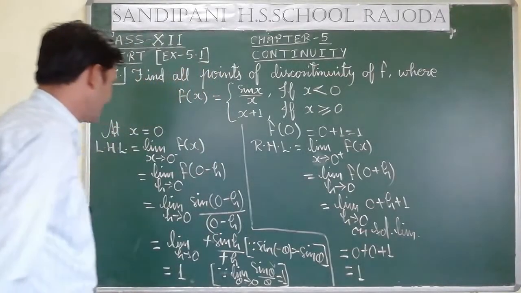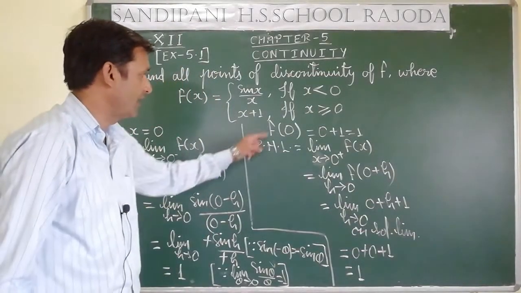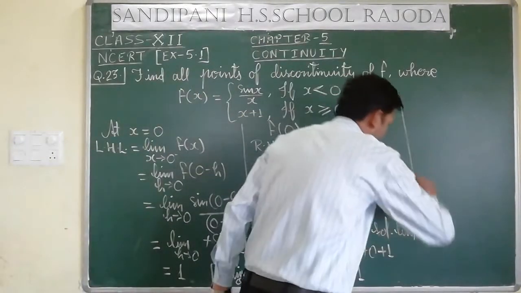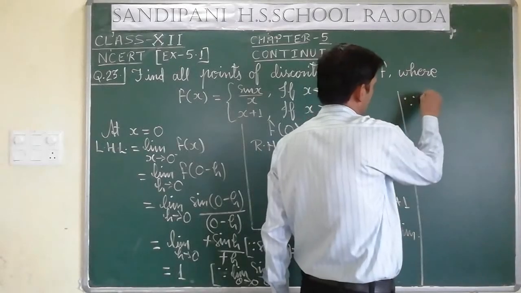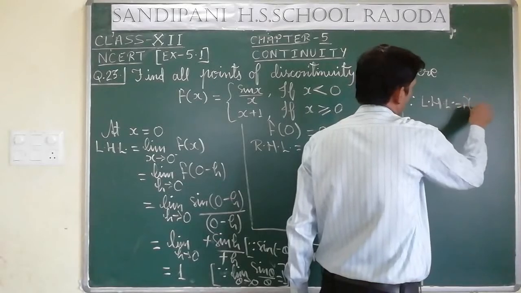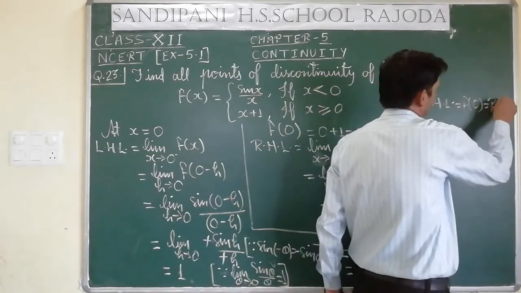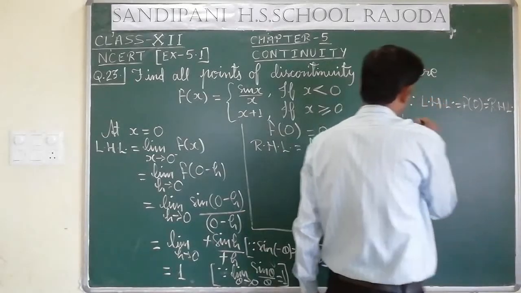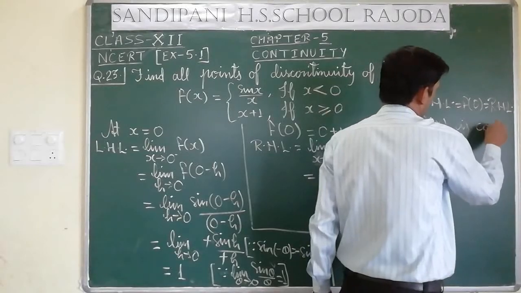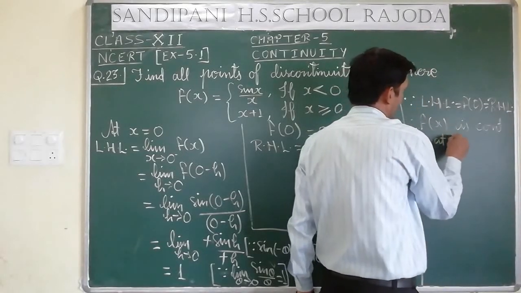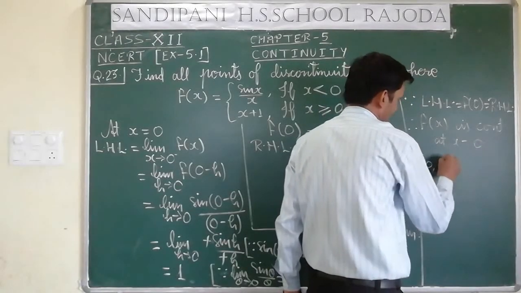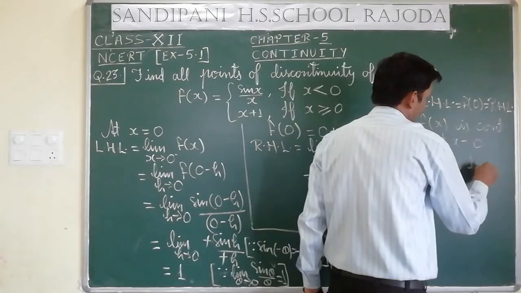So we can say that our LHL is also 1, our f of 0 is also 1, and our RHL is also 1. So we may mention here, because LHL is equal to f of 0 is equal to RHL, therefore f of x is continuous at x is equal to 0, and here we have to conclude, so no point of discontinuity.